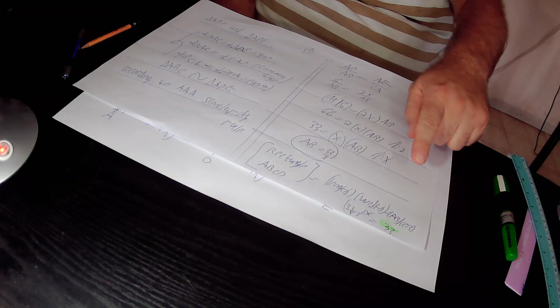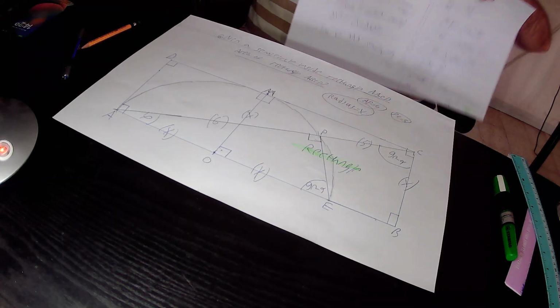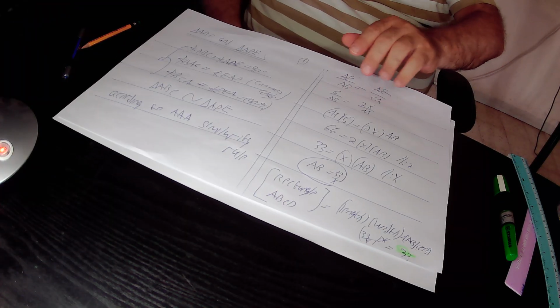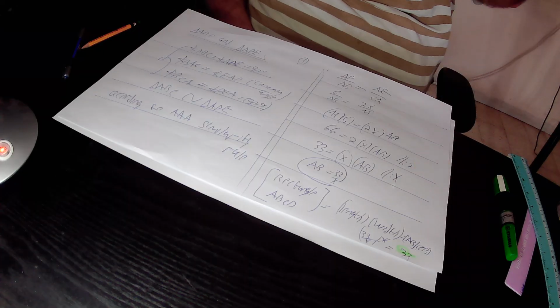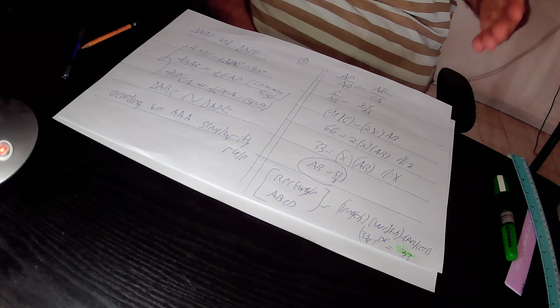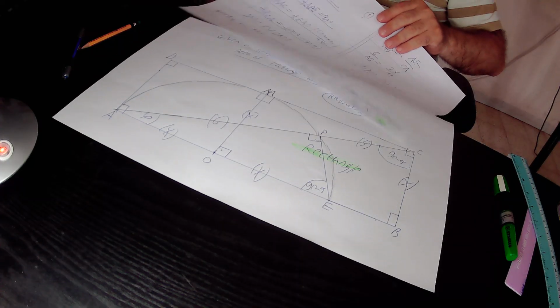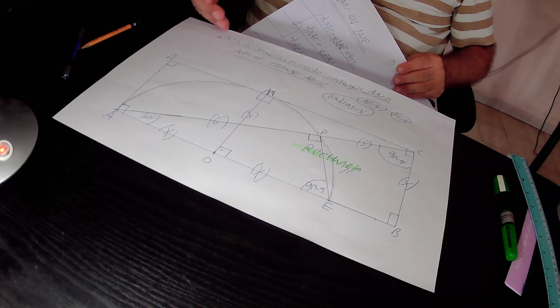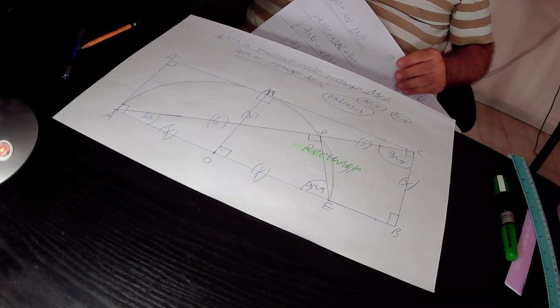AB is 33 over x, BC is x. So in total, the area of rectangle ABCD equals 33 over x times x. We have x in the numerator and x in the denominator, so x will get cancelled and we are left only with 33. So in conclusion, we found out that the area of this rectangle ABCD is equal to 33 square units. We finished with the first question.